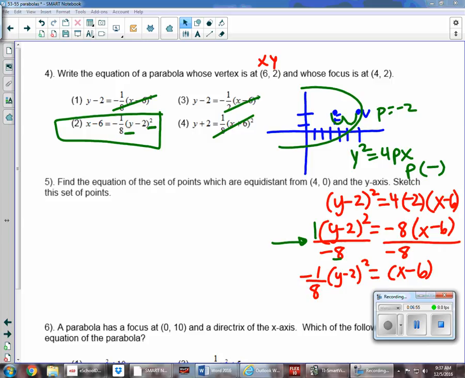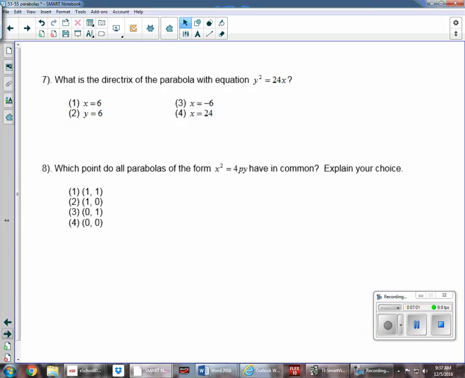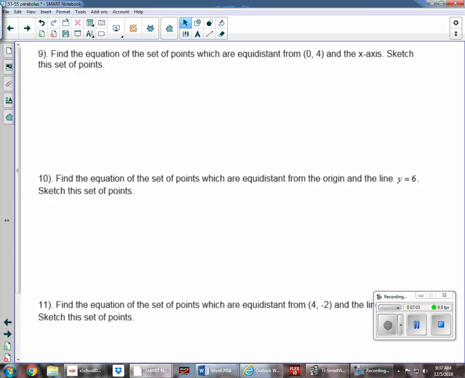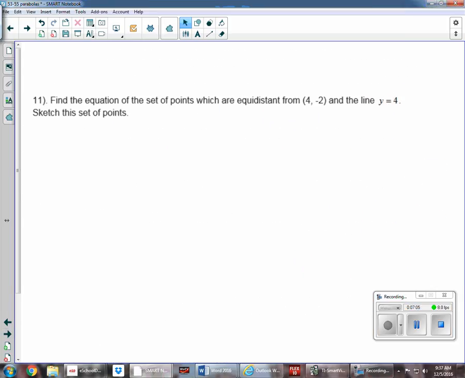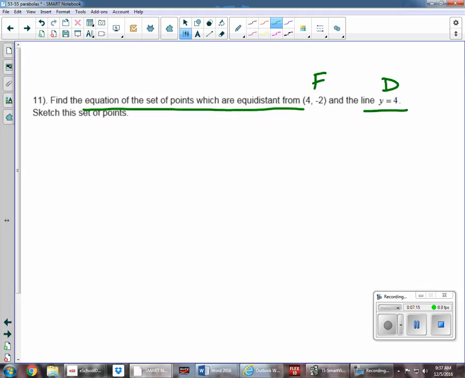And now the last one that I'm going to do with you guys from the video is number 11 from the mixed practice. This problem is very slick. It's telling you to find the equation of the set of points which are equidistant, and then it gives you a point, which we know is the focus, and a line, which we know is the directrix. It doesn't call this a parabola. Instead, it uses the definition of a parabola.